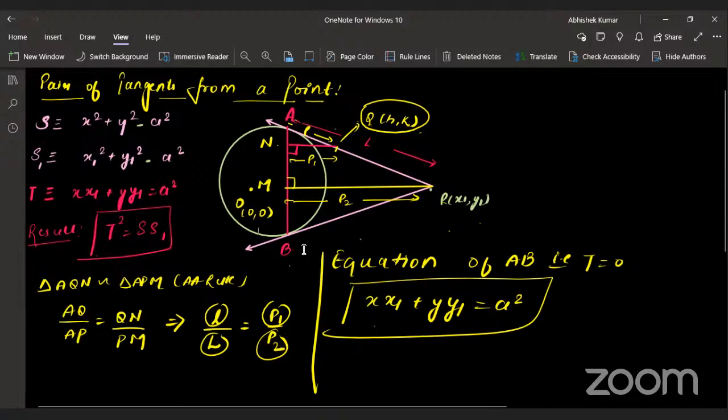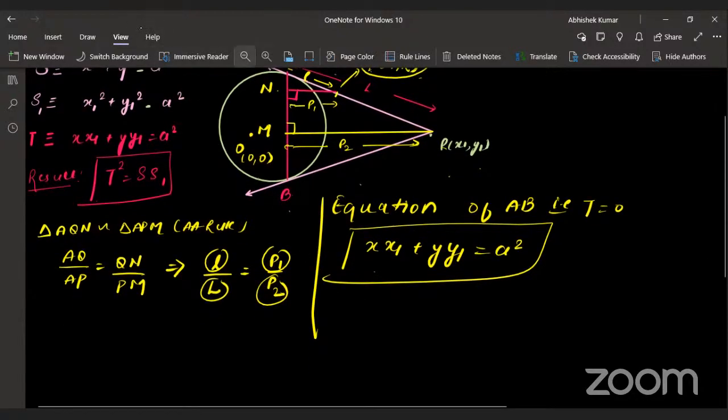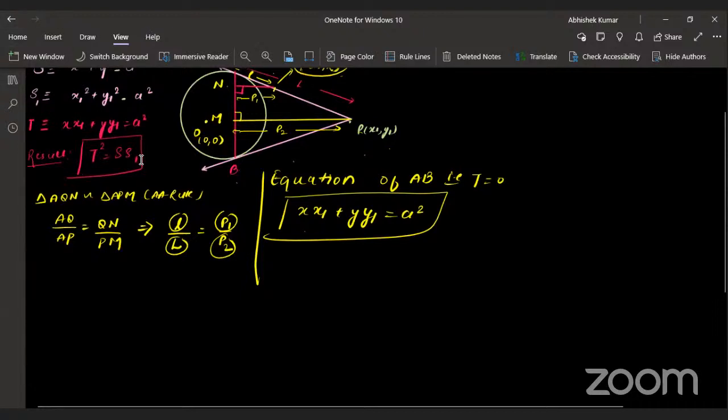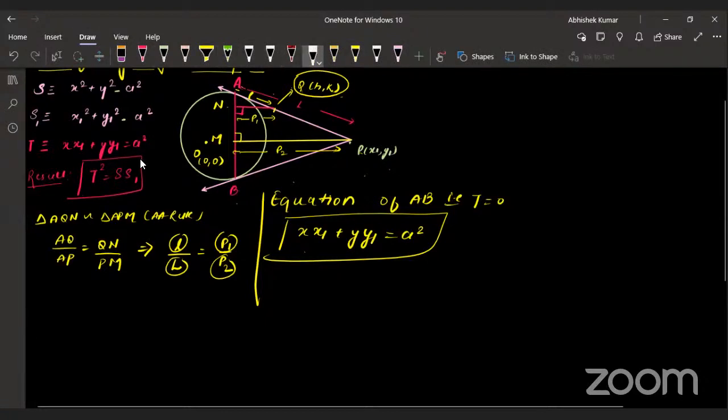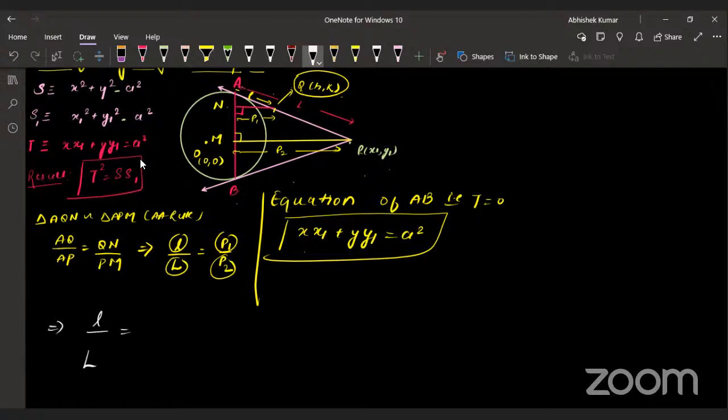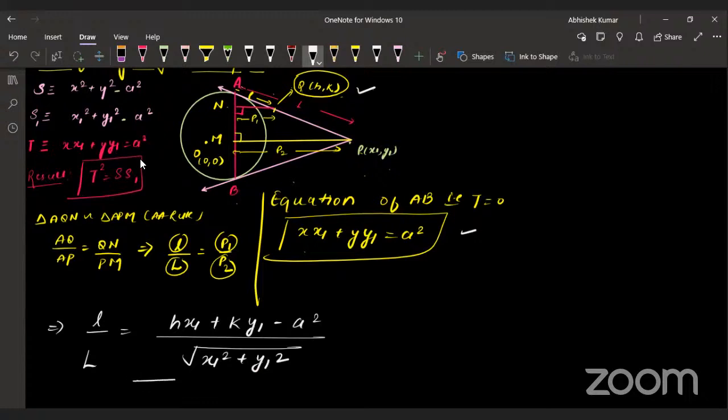Let me give you a hint for P1, P2. Think similarly for L1 and L2. You know the equation of AB. Can we find the perpendicular distance of point P from that or not? We have a formula, right? So L upon capital L. This P1 will be what? We are calculating the distance of point Q from this. So you will get hx1 plus ky1 minus a square upon root of x1 square plus y1 square. Correct or not? Distance formula we studied in straight lines.